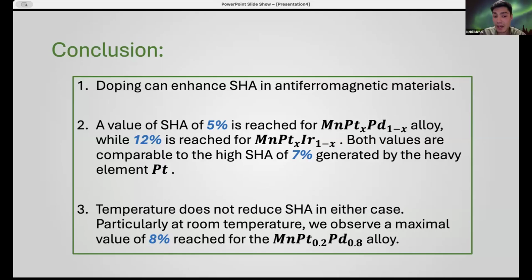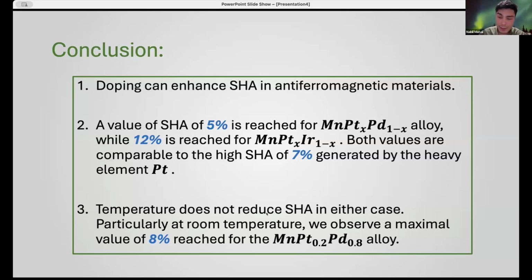And these values are comparable to the famous material which is famous for a high spin-orbit coupling, which is platinum. The value is 7%, but we got already 5% for this alloy and 12% for the other alloy.